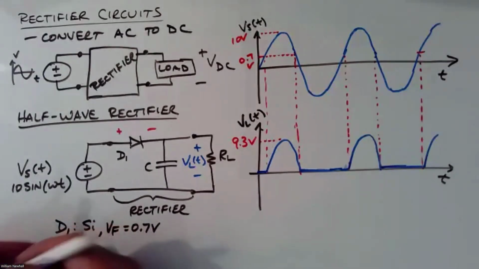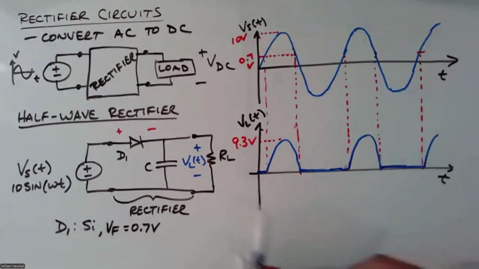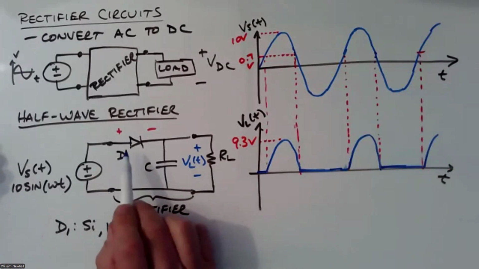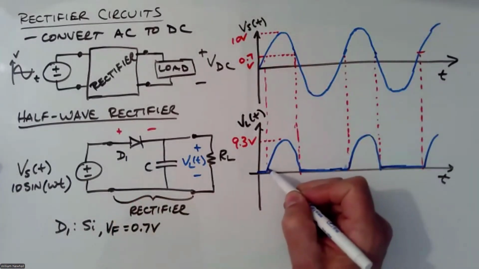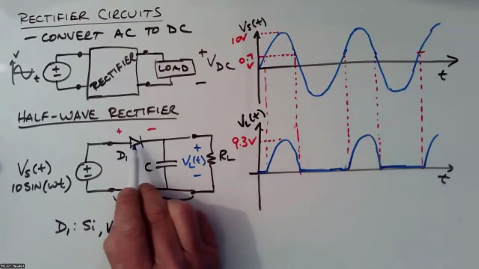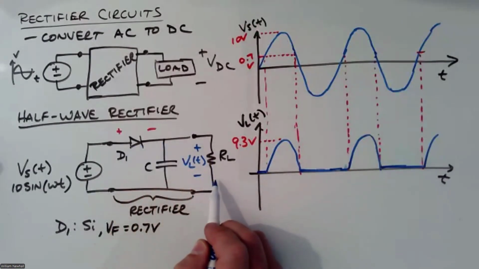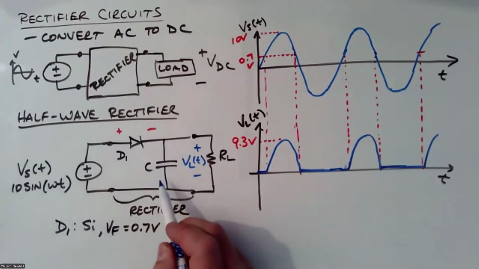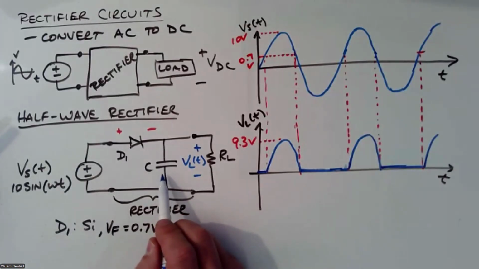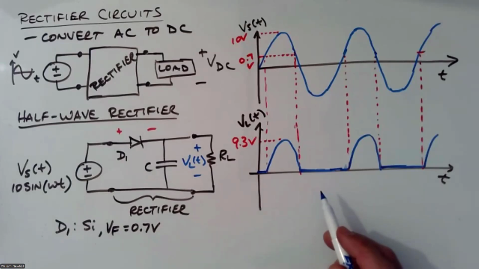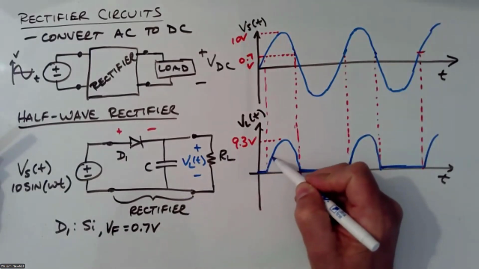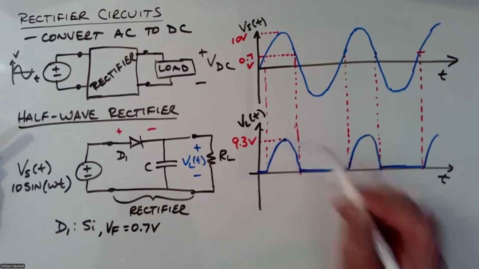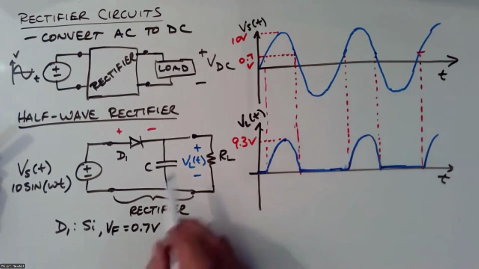And so what happens is this. Current flows once the voltage Vs exceeds 0.7 volts. Current flows through that diode. It's flowing through the resistor, but it's also charging that capacitor. The voltage across that capacitor equals the voltage across the resistor. So that voltage increases across the capacitor and the resistor until this peaks out here.